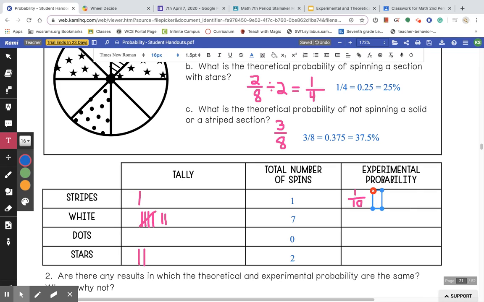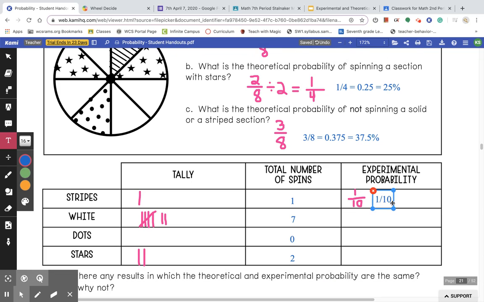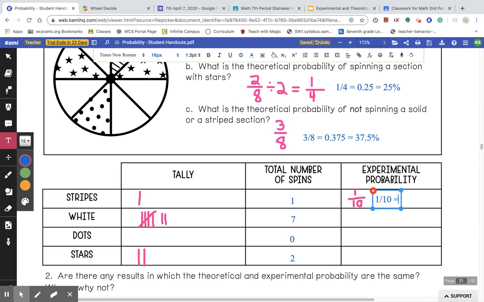You do 1 divided by 10, which equals 0.1. Move the decimal over 2 times, going to give me 10%.